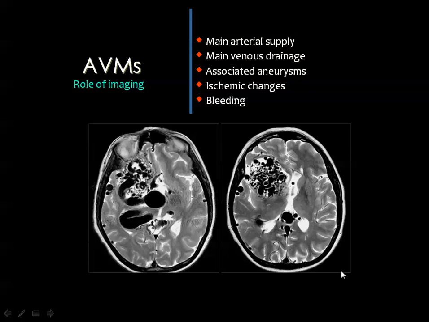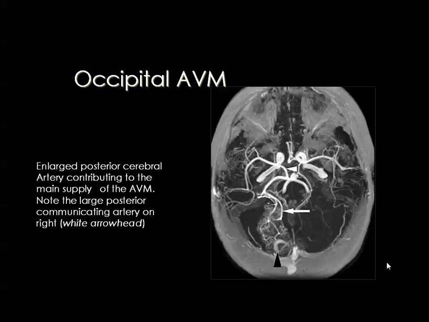Actually, when you have the full series of the exam, you can easily detect the main arterial supply and the main venous drainage, and you can also see if there are some aneurysms in the vicinity of the lesion, and the detection of ischemic changes is easy, as well as the detection of bleeding.